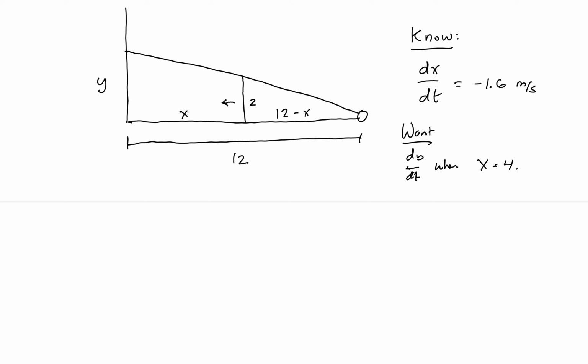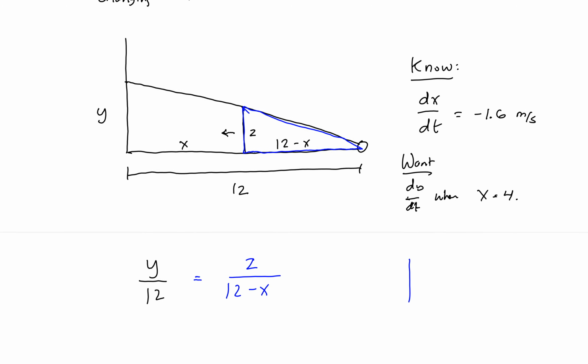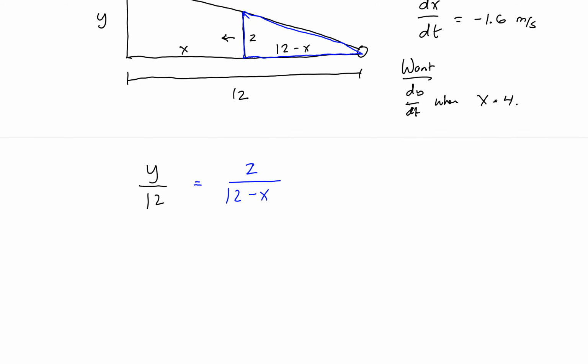Now, how are we going to work this problem? Well, what we can see is we have similar triangles here. So I can say that y over 12, which is the big triangle, the height versus the base of the big triangle. Then we can look at the smaller triangle here. So that smaller triangle has a height of 2 with a base of 12 minus x. So when we solve this for y, we get y is equal to 24 over 12 minus x.